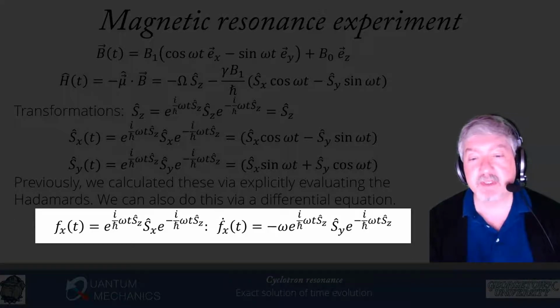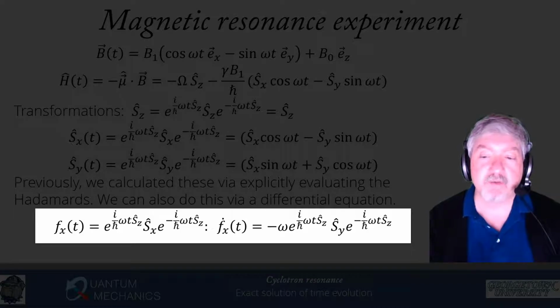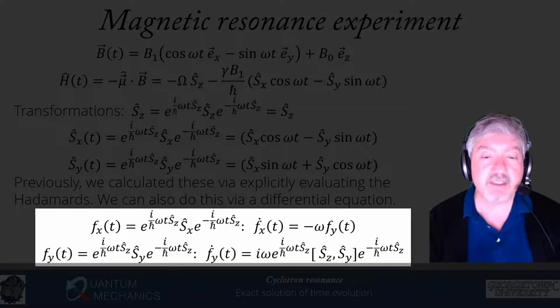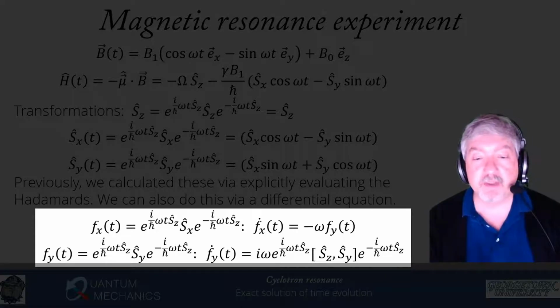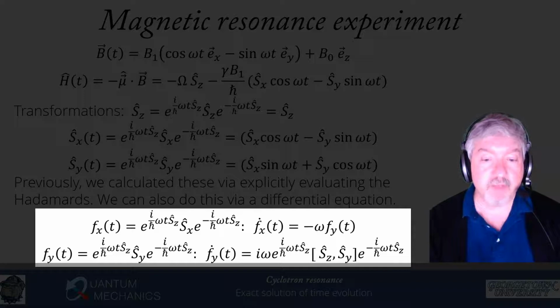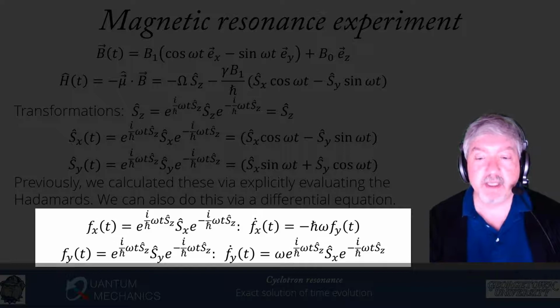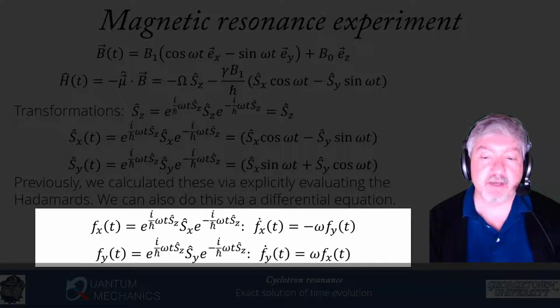And then, of course, this combination, e to the i over h bar omega t sz sy e to the minus i over h bar omega t sz. That's a new function. We're going to call that fy of t. So fy of t is this Hadamard of the sz. We take its derivative, and in this case, we pull down that i omega over h bar, and we evaluate that commutator. The h bars cancel. i times minus i gives me a plus 1. And we find that it is equal to omega times fx.